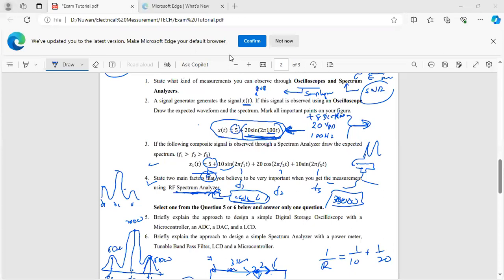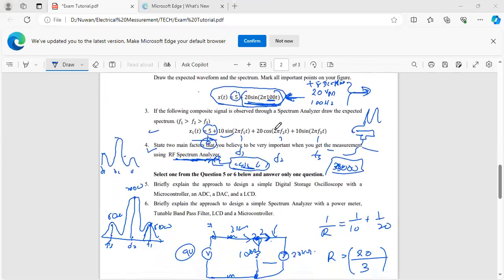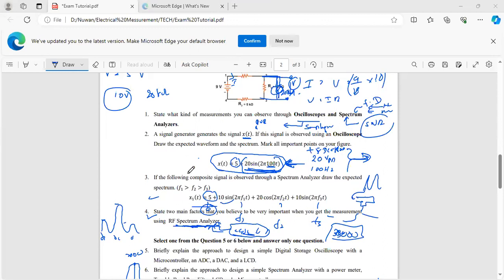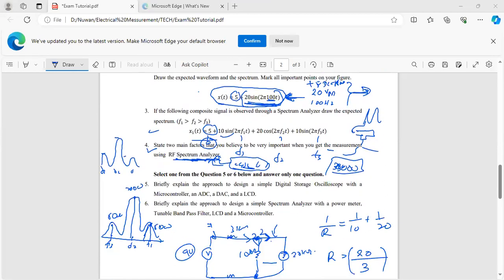There are four questions. When you are getting the measurement, these things we have already discussed. And this is our methodology to create a spectrum analyzer using a tunable band pass filter, power meter, and the storage device. All these things are interfaced with the microcontroller together with the LCD. Then this setup you can use as a spectrum analyzer.